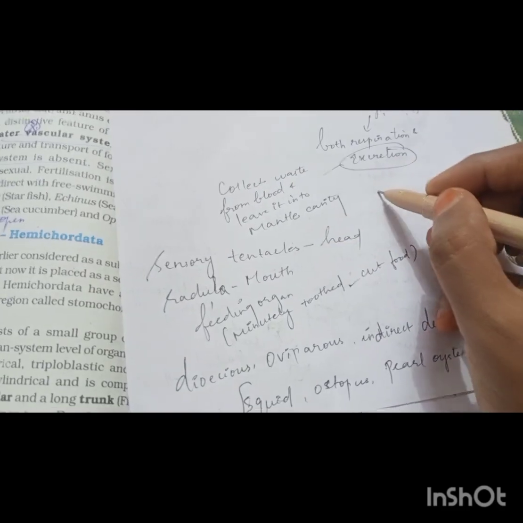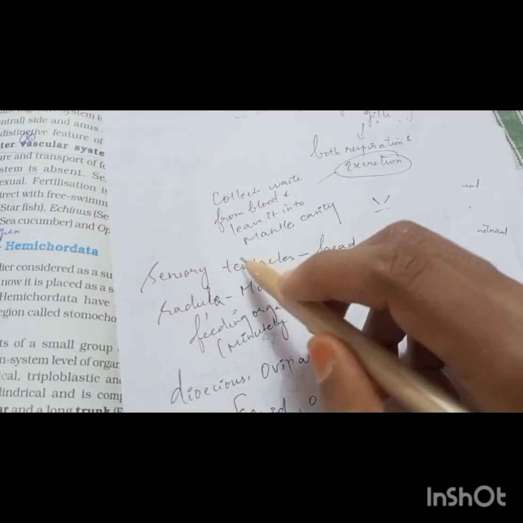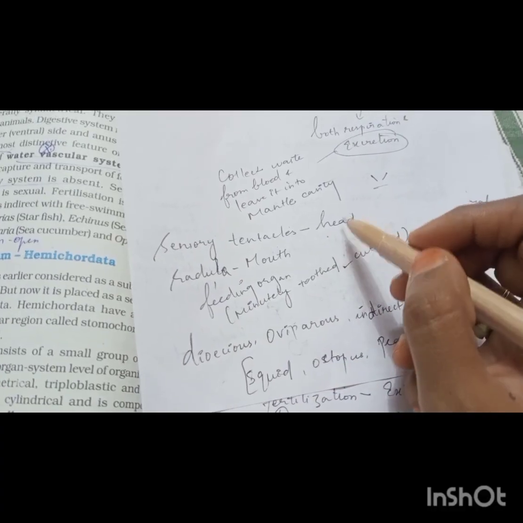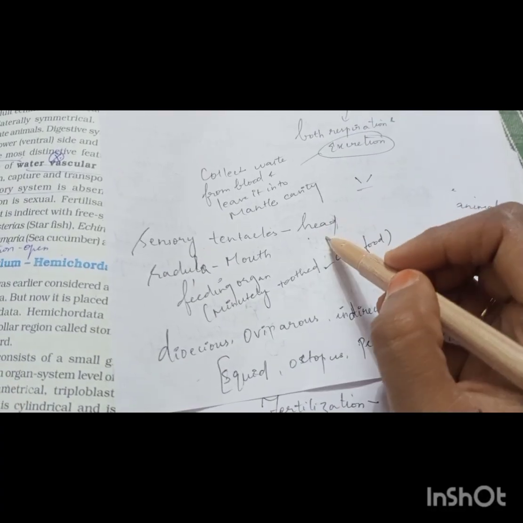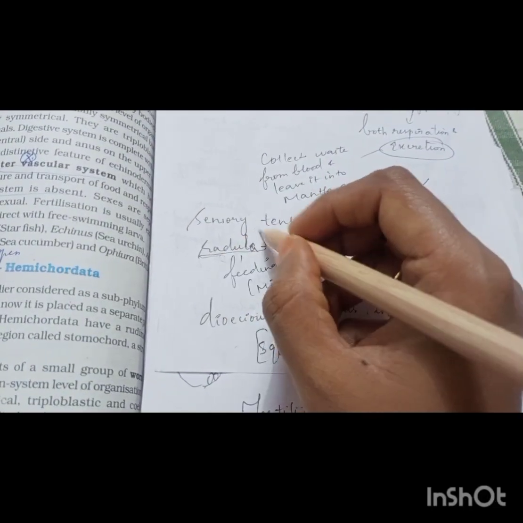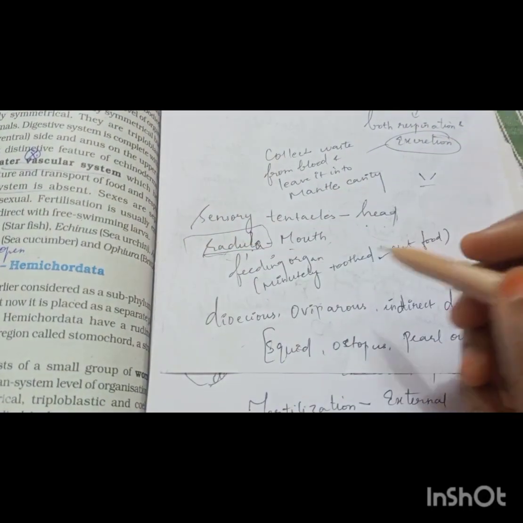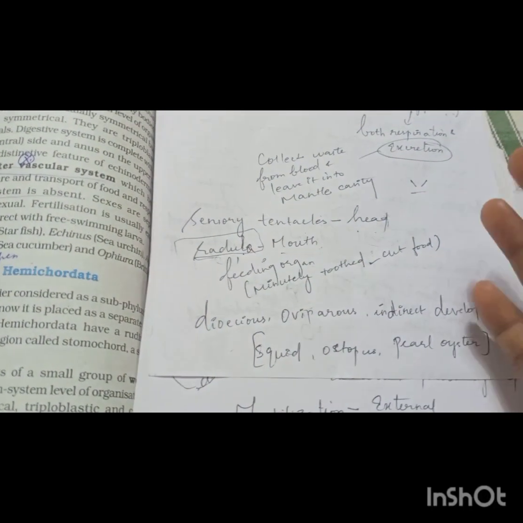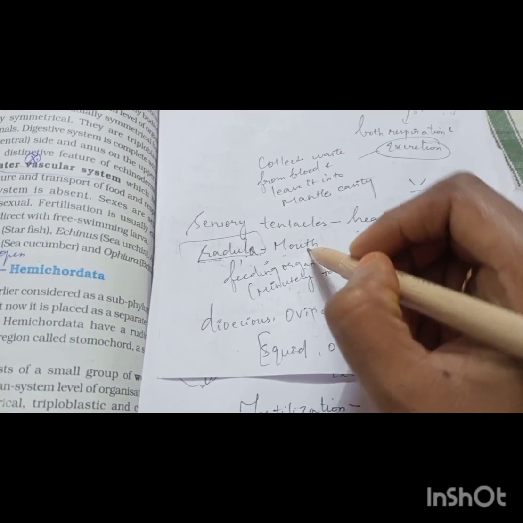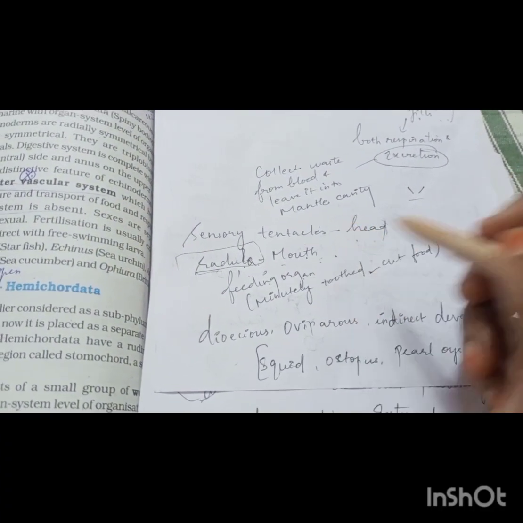In a snail you can see two tentacles. The sensory tentacles will be present on the head. In the mouth, radula will be present. So what is this radula? It is actually a feeding organ. It has minute teeth which help in cutting the food. So radula is a feeding organ present in the mouth of this phylum.